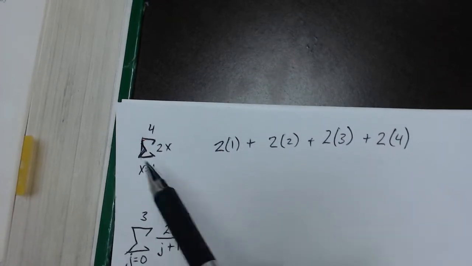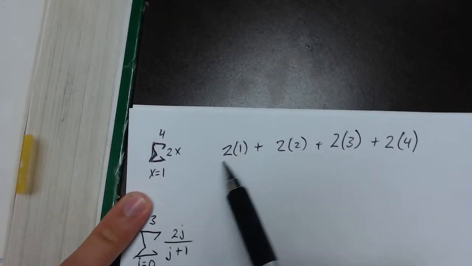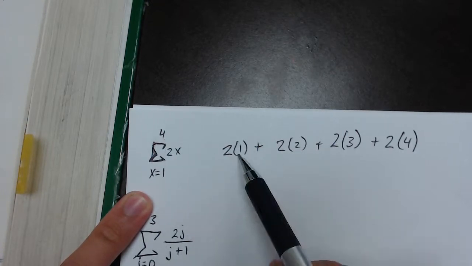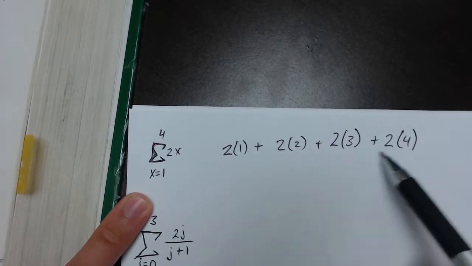So that's what summation is. We take the lowest value, we plug it in, and then every single value up to our final value. And we add up the sum of all of those functions.